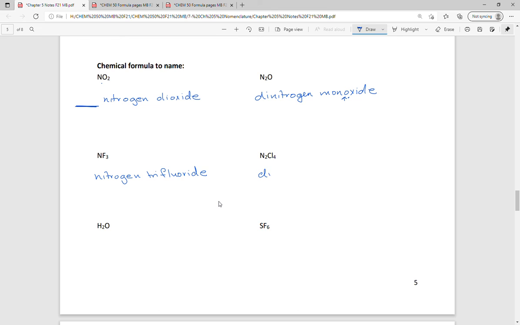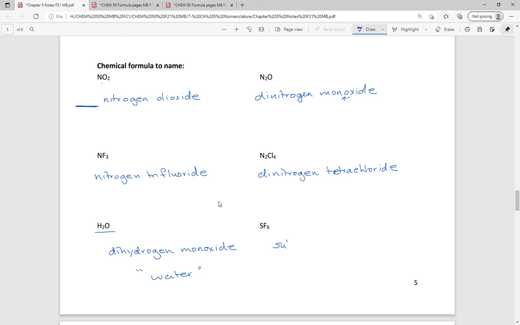This would be dinitrogen tetrachloride. This one we know is water, but using this naming system, it would be dihydrogen monoxide. Technically water is appropriate too, but using our words with these systems, I would name it dihydrogen monoxide. I don't think I would order that because nobody would know what you're talking about.